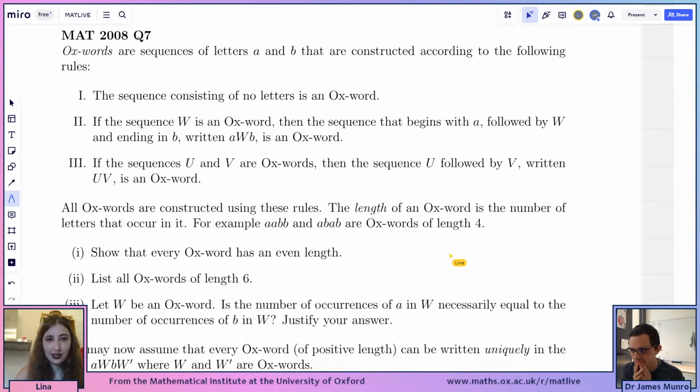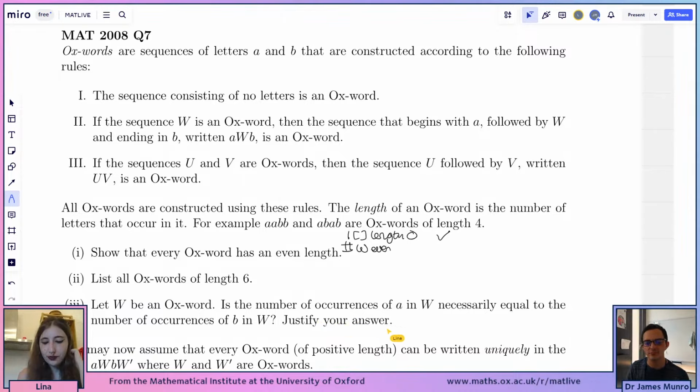So if we do that for the first part, we show that every Oxword has an even length. Let us first look at rule 1. Rule 1 shows an Oxword of no length, so it's an empty Oxword. That's going to have length 0. And 0 is even, so it holds for rule 1. Now, for rule 2, we're going to use the induction step. So we're going to assume that W is even. If W is even, we want to show that rule 2 gives an even word. So if W has even length, this is the induction hypothesis.